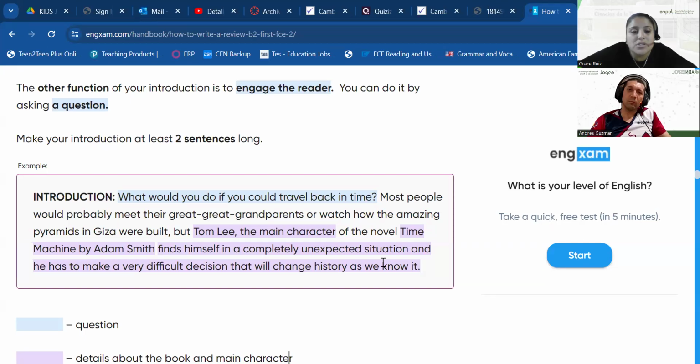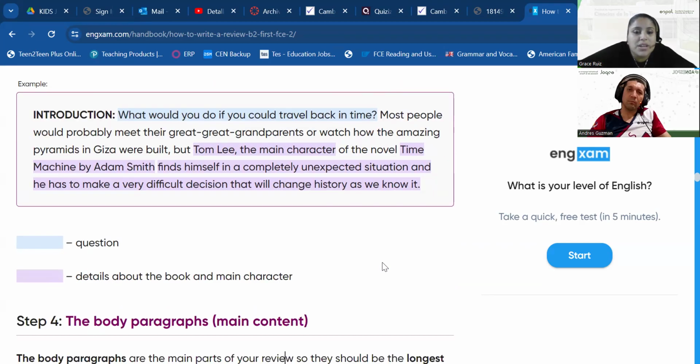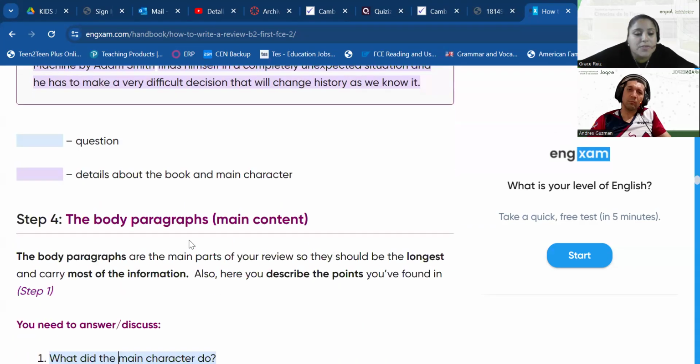In the introduction, you're engaging your reader with the rhetorical question that you started. Yeah? So that's something that we need to pay attention to. For example, here, you're using a rhetorical question to begin your introduction, and then you're adding details about the book and the main character with the other color, the kind of lavender color here.